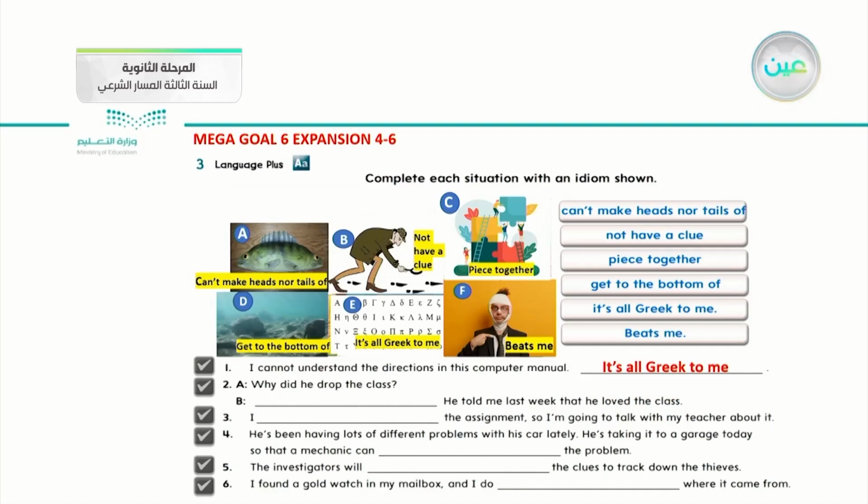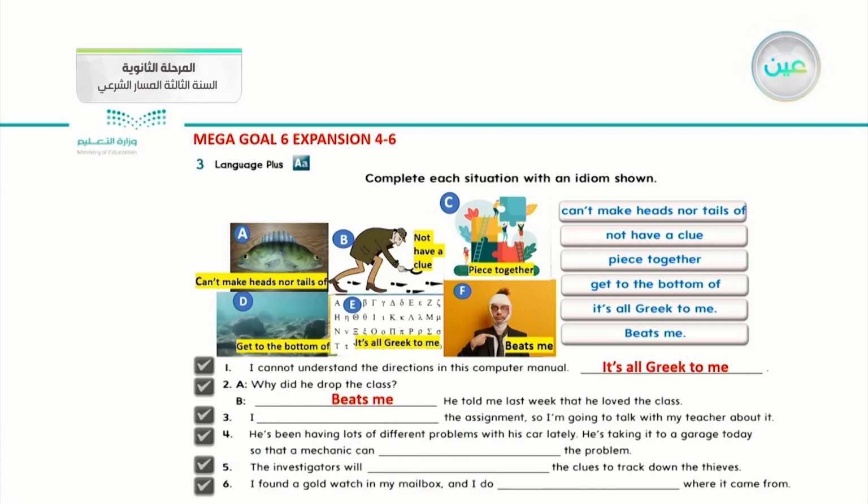Why did he drop the class? What is the suitable answer with it? They give it a space. Then he told me last week that he loved the class. He told me last week that he loved the class, which means that the suitable with it is pets me, which means he didn't like that class. He gonna like to finish it early.